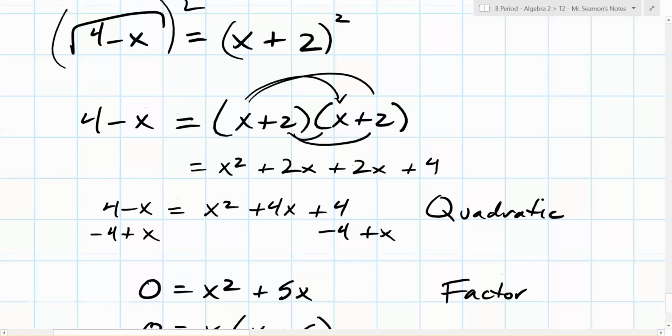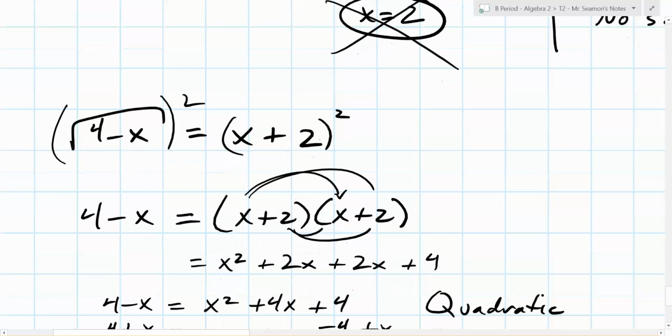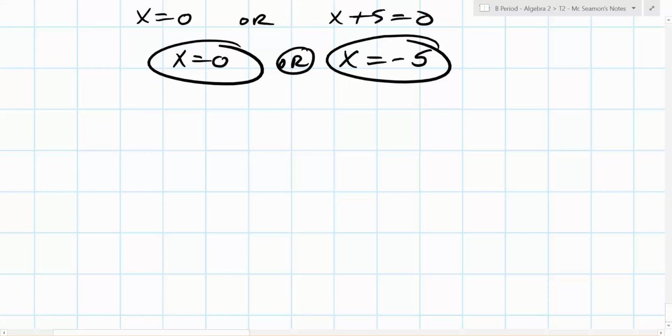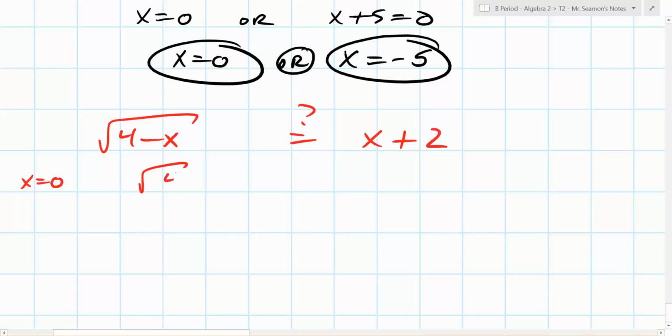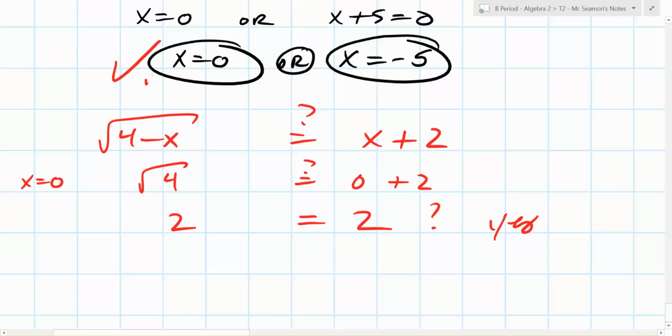Check it. So let's go back to the original equation, which was the square root of 4 minus x is equal to, question mark, x plus 2. Let's plug in 0 and see what happens. So when x equals 0, what do you get? The square root of 4, does that equal 0 plus 2? Yes. Does 2 equal 2? Yes. So this one is okay.